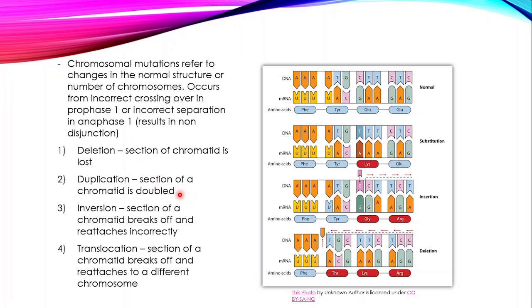Duplication is when a section of a chromatid is doubled. Okay, they don't have duplication on this photo, but you can understand that a part of the chromosome is now more. Inversion is when a section of a chromatid breaks off and reattaches incorrectly. So inversion, this broke off and is now attaching here incorrectly. Translocation is when a section of a chromatid breaks off and reattaches to a different chromosome. They also don't have translocation here, but you can understand that a section of a chromatid, so on a chromosome, breaks off and reattaches to a different chromosome.